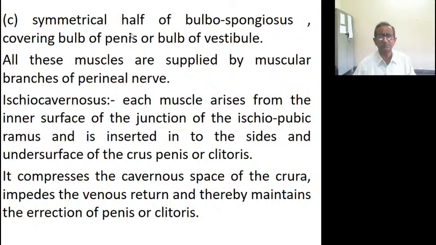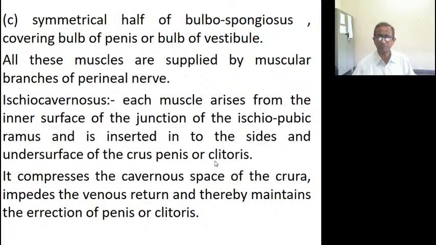The bulbospongiosus is a symmetrical half covering the bulb of penis and bulb of vestibule. That means after ischiocavernosus and transverse perineus superficialis, the third one is the symmetrical half of the bulbospongiosus covering the bulb of the penis and bulb of vestibule. All these muscles are supplied by the muscular branches of the perineal nerve. So now the first one is the ischiocavernosus muscle. Each muscle arises from the inner surface of the junction of the ischiopubic ramus and is inserted into the sides and under surface of the crus of penis or clitoris.